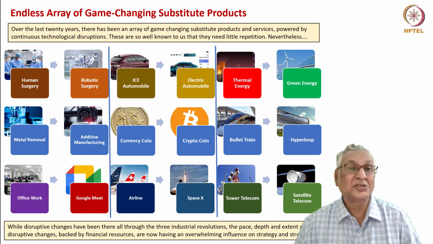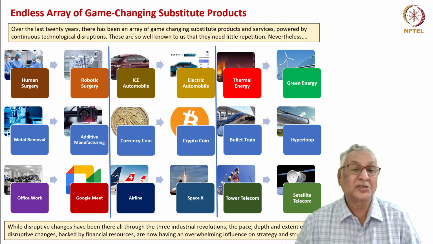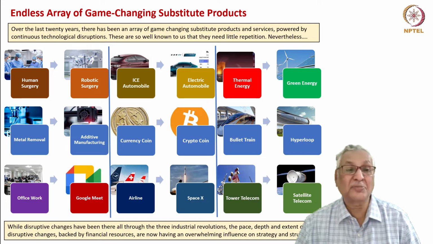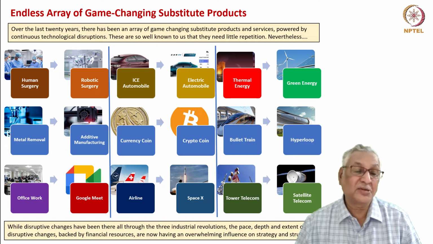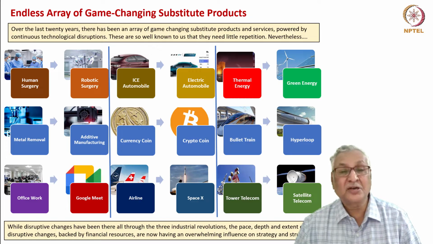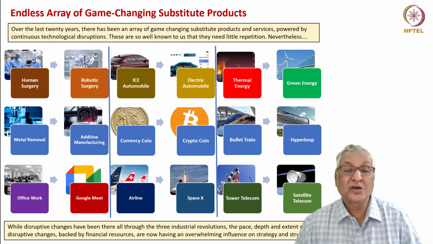Human surgery is getting replaced or substituted or supplemented by robotic surgery. So, a hospital which has got robotic surgery capabilities is likely to disrupt the industry structure of traditional surgical hospitals. Metal removal as a concept is getting replaced by additive manufacturing or 3D printing. Office work is getting replaced by Google Meet. Internal combustion engine automobile is getting replaced by electric automobile. Currency coin could be replaced either by a digital currency or by crypto coin.